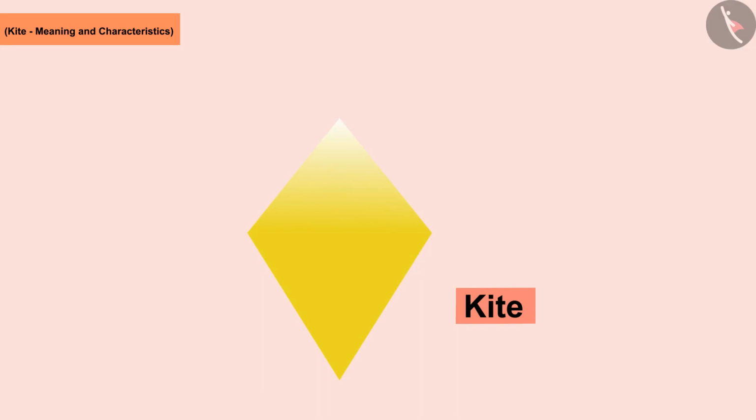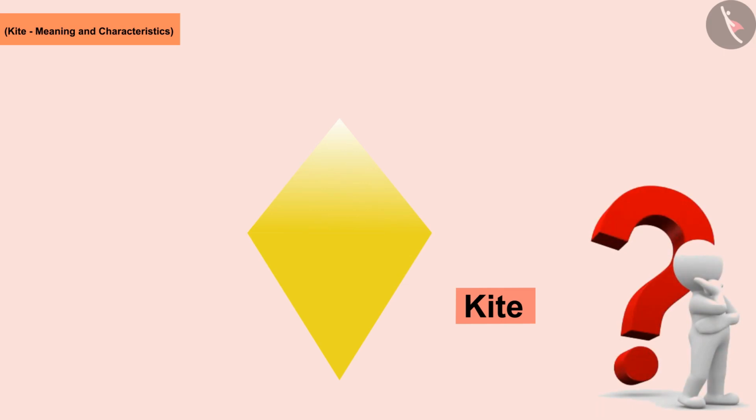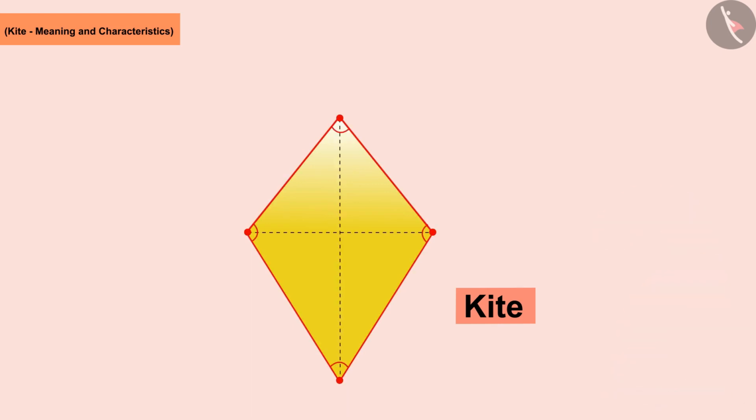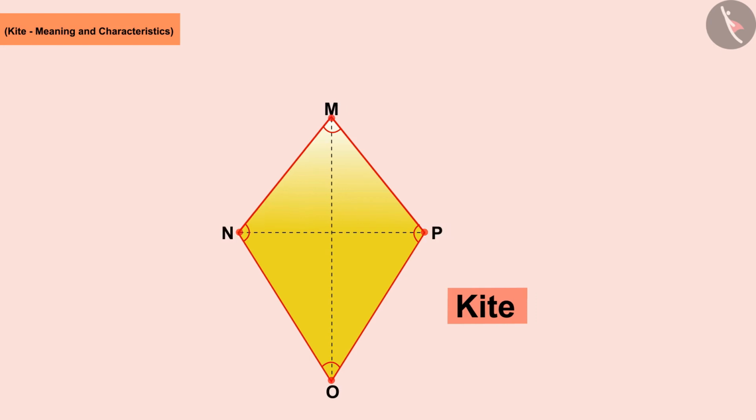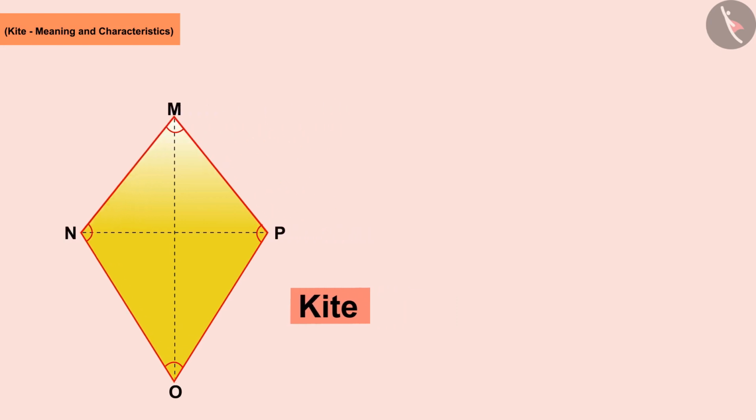Kites are easier to understand than mere sightings, but a little difficult to define in precise mathematical terms. Because it is also a quadrilateral, it has 4 vertices, 4 sides, 4 angles, as well as 2 diagonals. Let's name these heads with M, N, O and P. If you look at it, you will see that this pair of arms MN and MP is smaller than both other sides ON and OP.